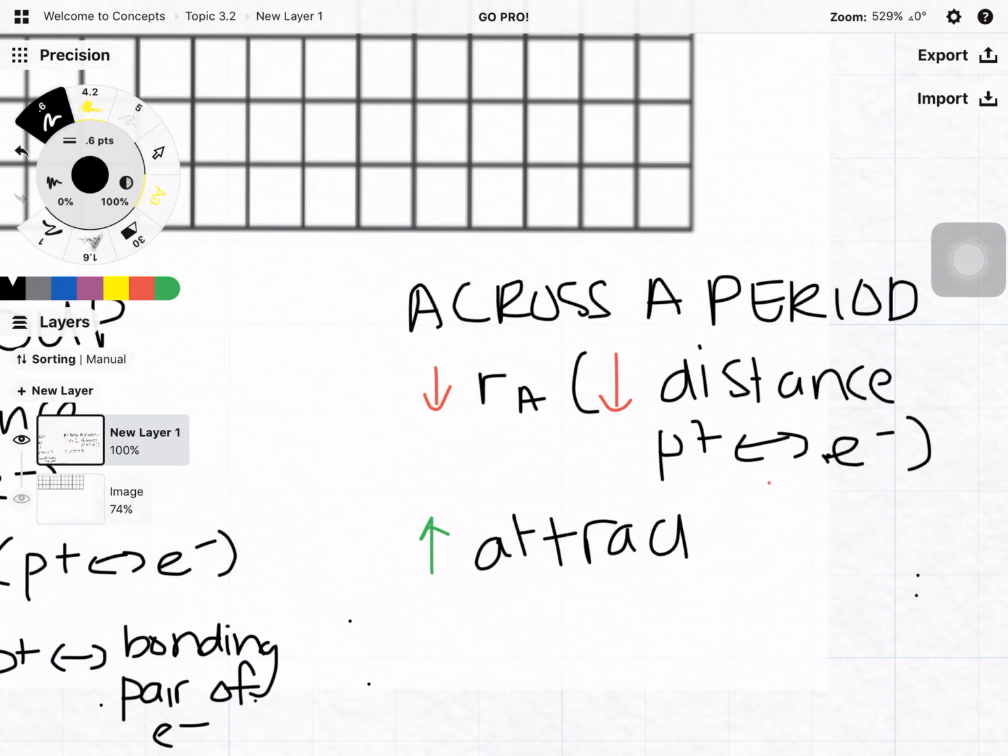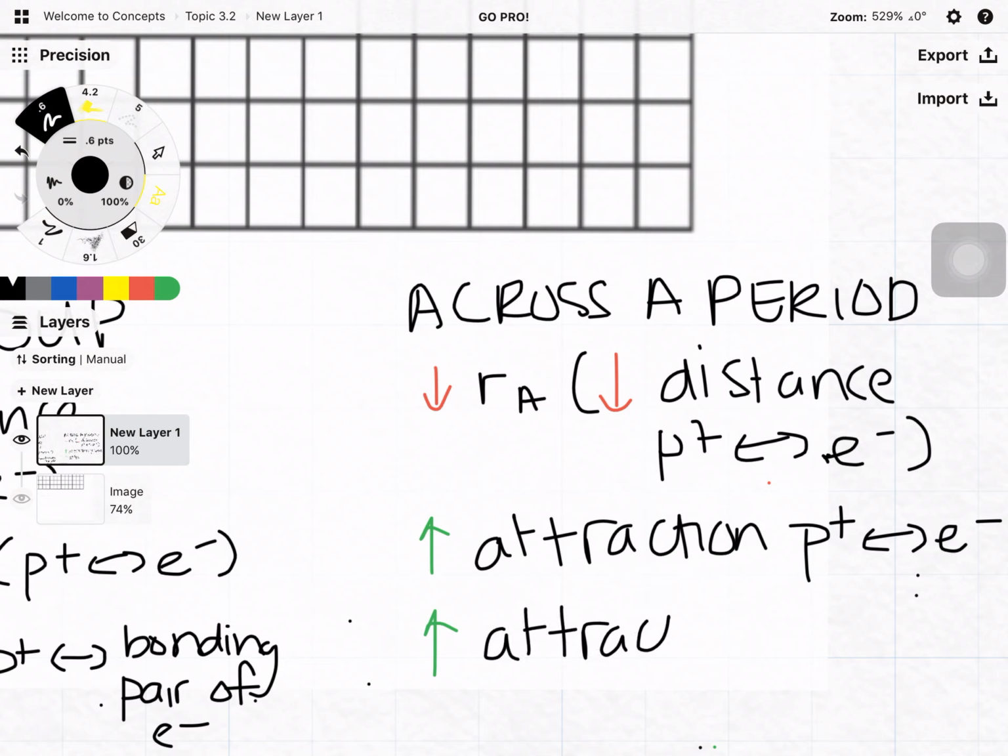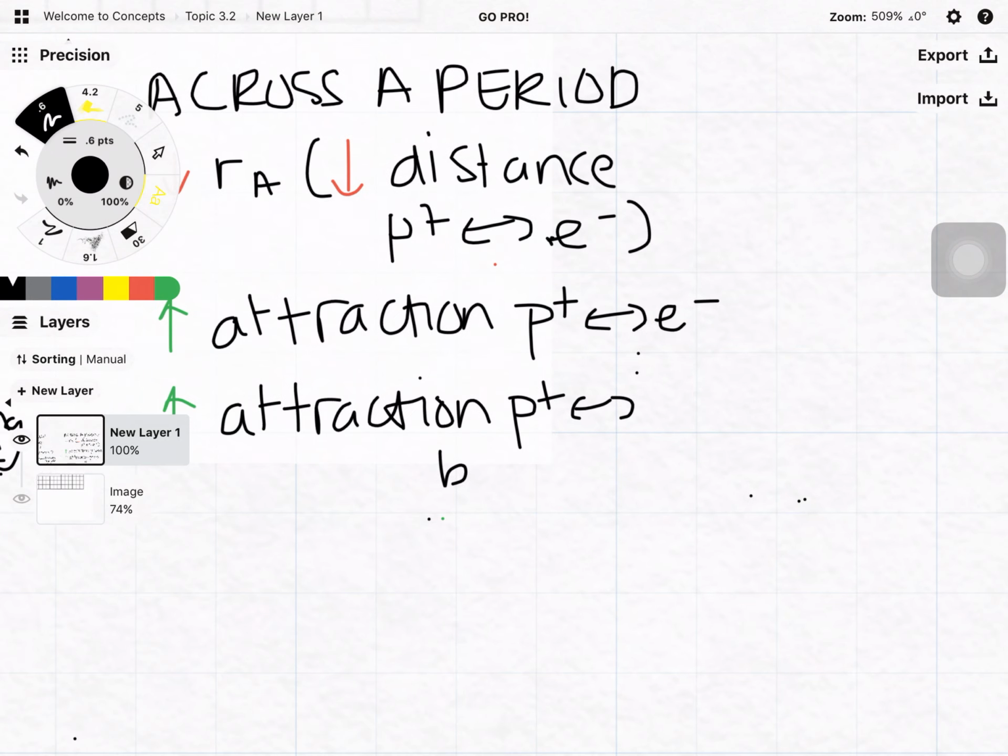So my protons are better able to attract those electrons, which means a greater attraction between the protons and a bonding pair of electrons.